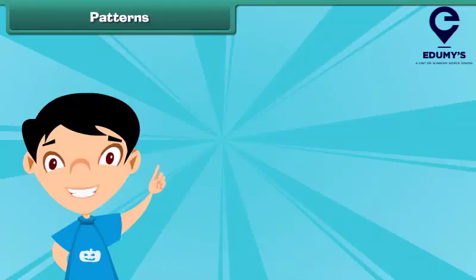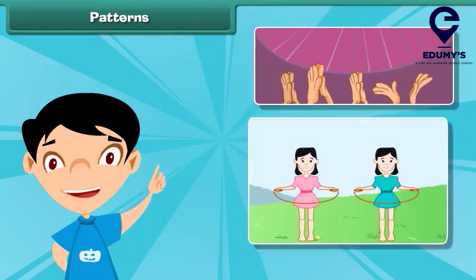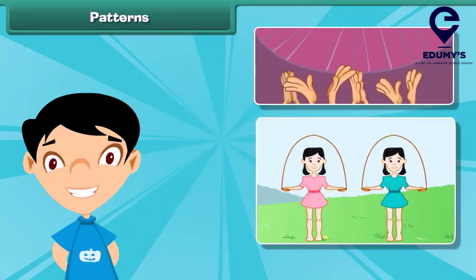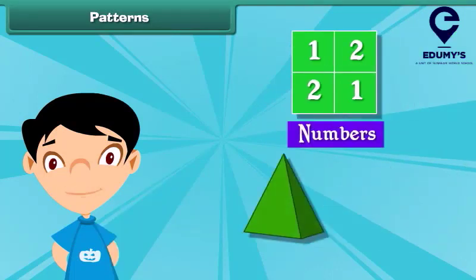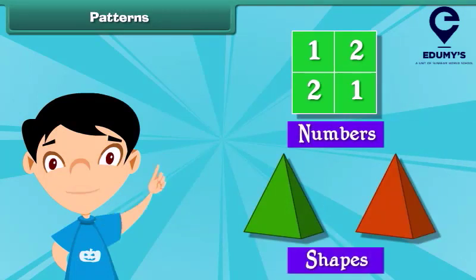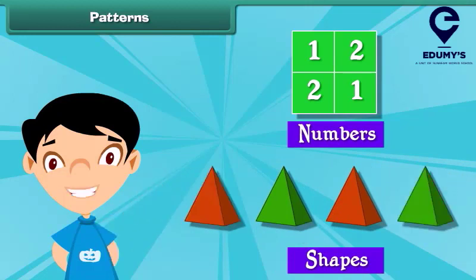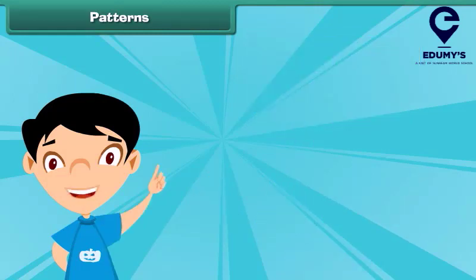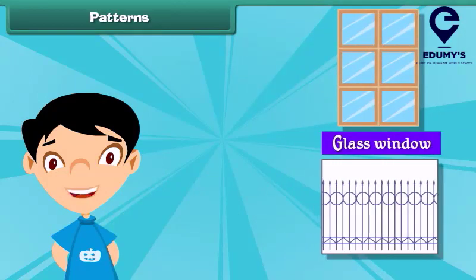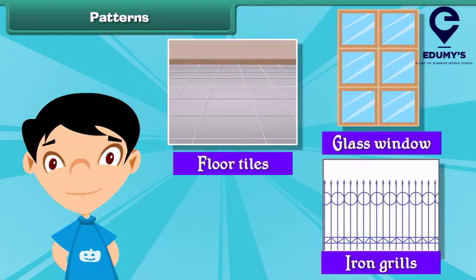There are patterns all around us. Even when you clap or jump in a specific order, you follow a pattern. Today we will learn about pattern of numbers and shapes. Pattern is a set of shapes or numbers formed by repeating it over and over again. You can see a pattern in a glass window, iron grills, floor tiles.